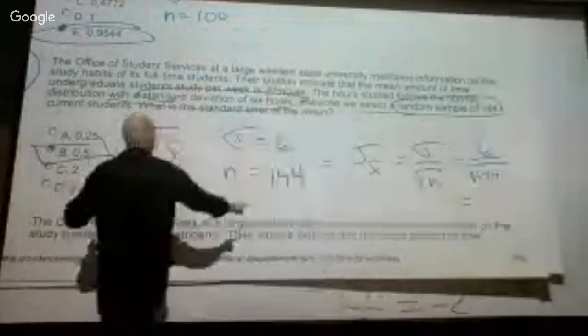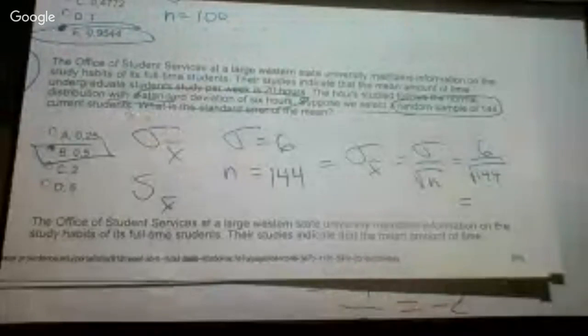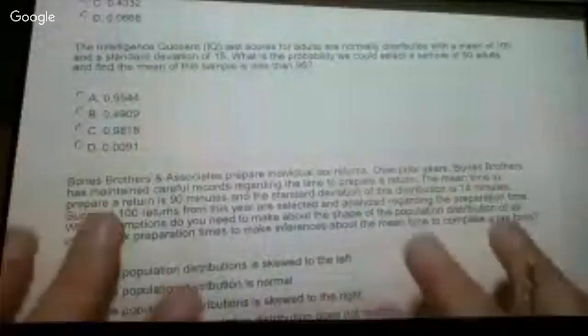The Office of Full-Time Students at a large Western State University. I'm not going to say all that stuff again because I have a feeling it's the same question, but different. It's all the same bits of information, but now we're answering a question: what is the probability that the mean of this sample is less than 19.25 hours? So we're going to do the same stuff we were just doing.